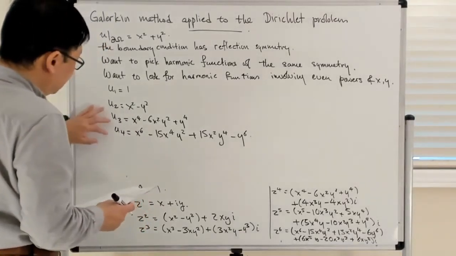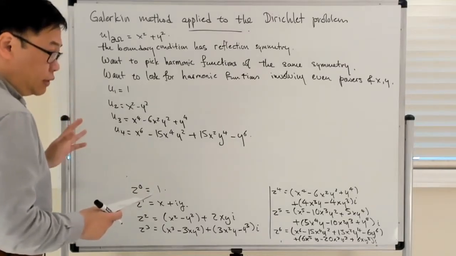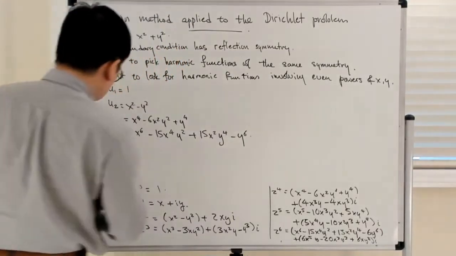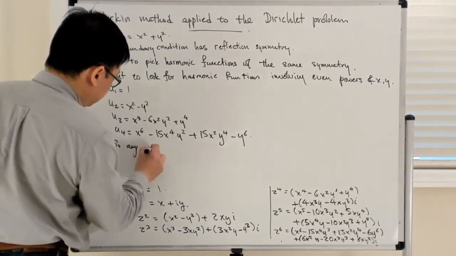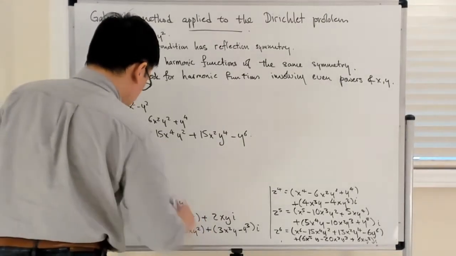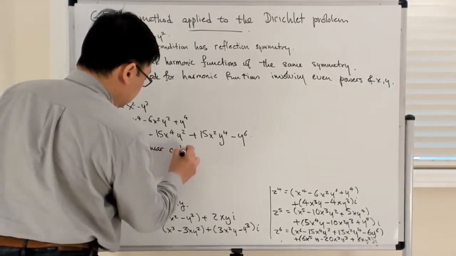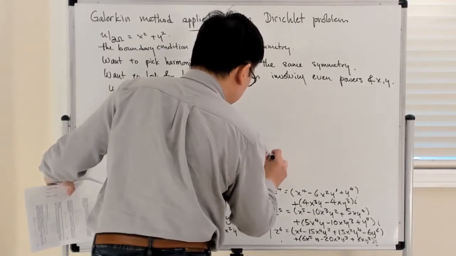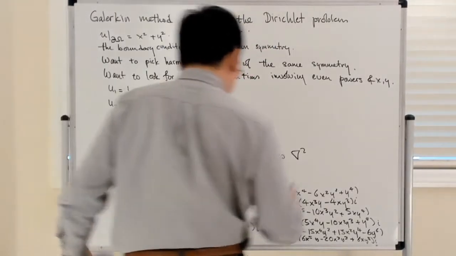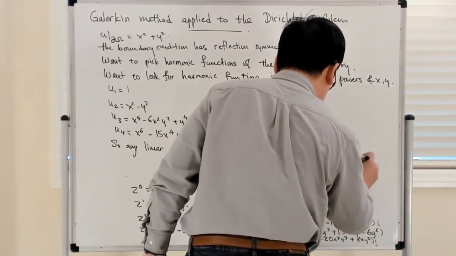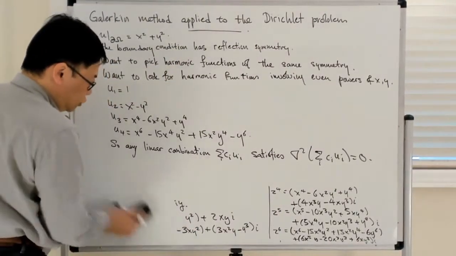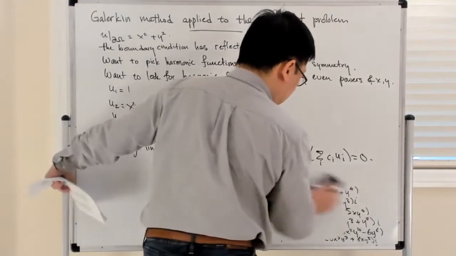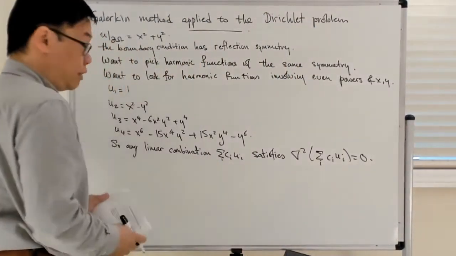Okay, as I said, any linear combination of these harmonic functions is going to automatically satisfy the differential equation because they individually satisfy it, and the differential equation is linear. So any linear combination, the sum over i of ci ui, satisfies nabla squared acting on the sum of ci ui equals 0. So all you really need to do is find some coefficients such that that linear combination of the ui's approximates the boundary conditions as best as you can.